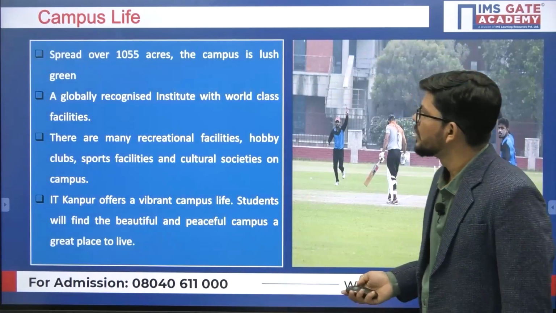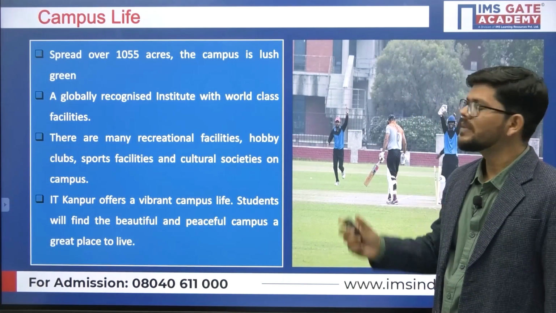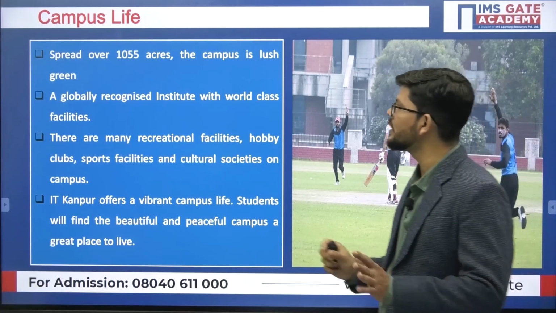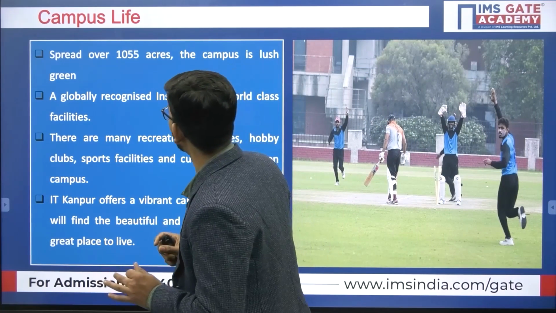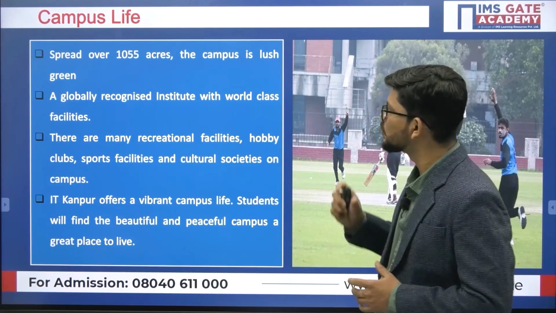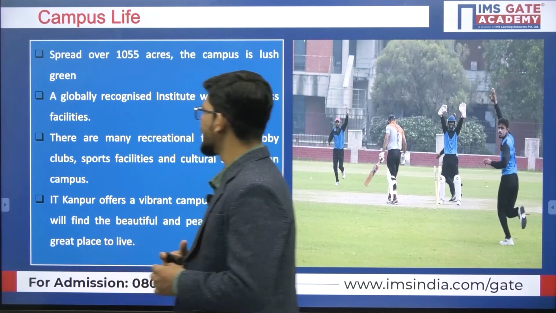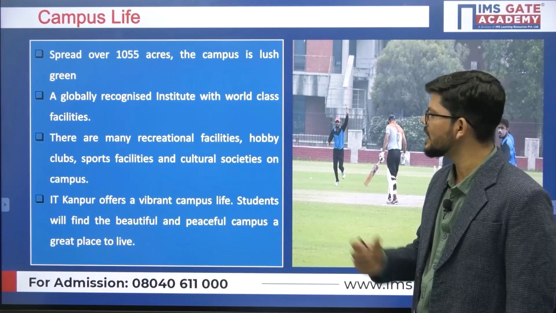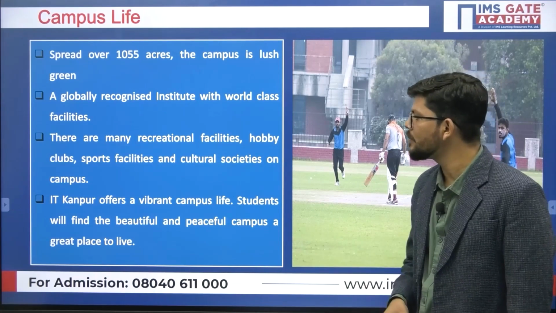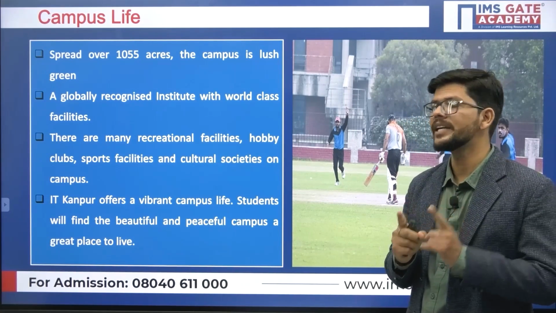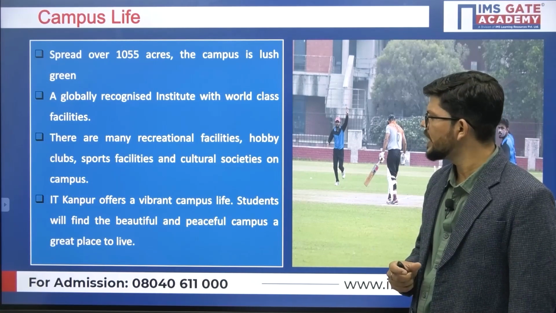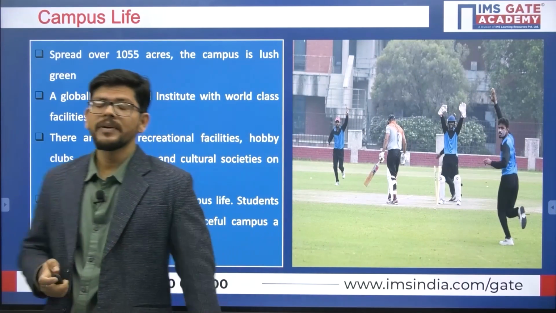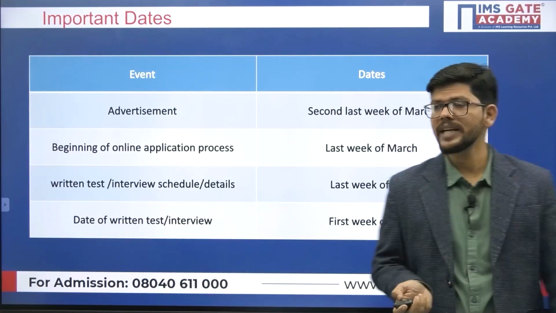Now campus life: one of the best campus lives you will experience here at IIT Kanpur. The campus is very large, spread over 1055 acres. The campus is lush green. It is a globally recognized institute with world-class facilities, and there are many recreational facilities, hobby clubs, sports facilities, and cultural societies on the campus. IIT Kanpur offers a vibrant campus life. Students will find the beautiful and peaceful campus a great place to live. So this is all about the campus life of IIT Kanpur.